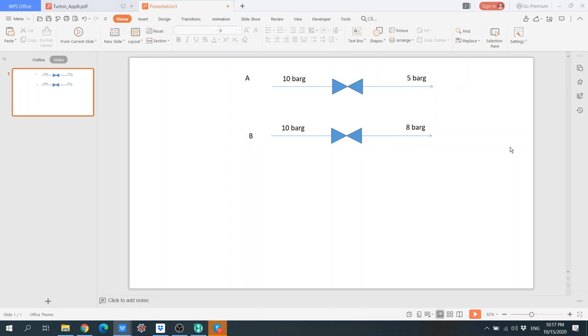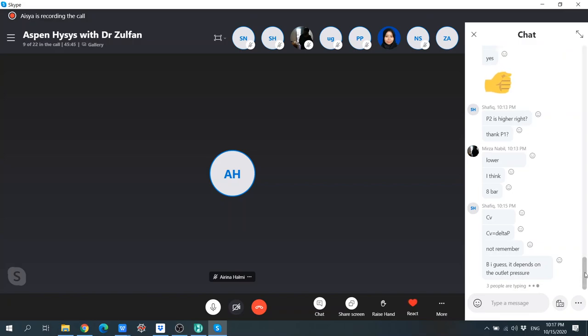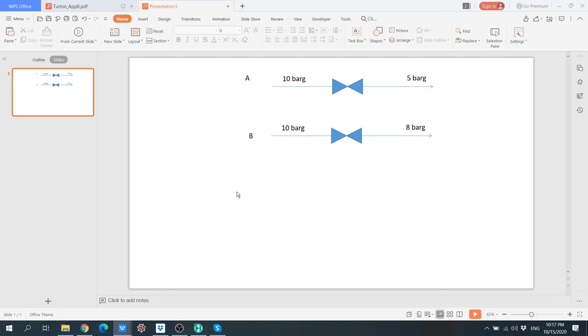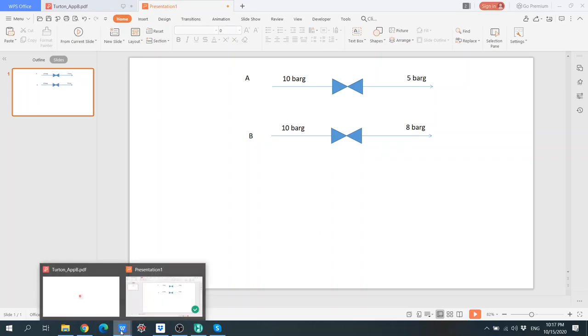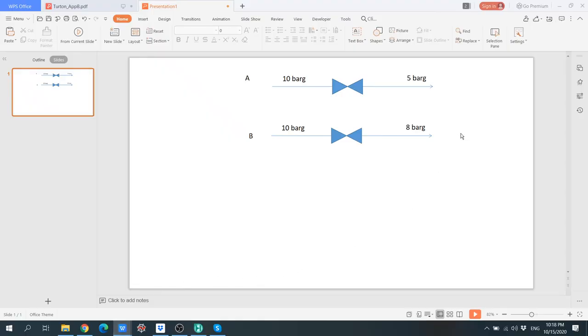Which situation, A or B, makes a higher flow rate across the valve? And then why? Which one do you not remember? B, I guess, depends on the outlet flow rate. Okay, so you are saying that B will have a higher flow rate across the valve. Anybody? Mirza, it says 8. So what does it mean by this number? What does it mean by pressure?